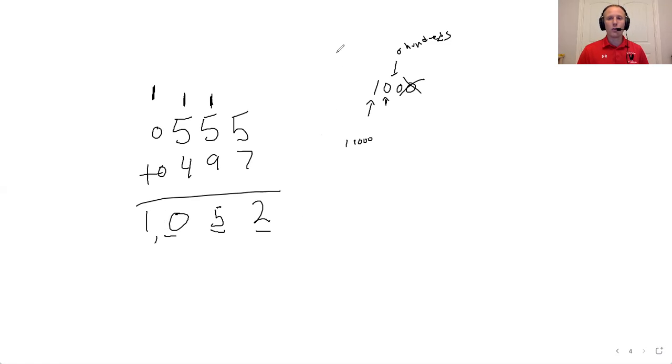And that is how you carry when you're using a standard algorithm to do addition. Ask questions if you have them, please.